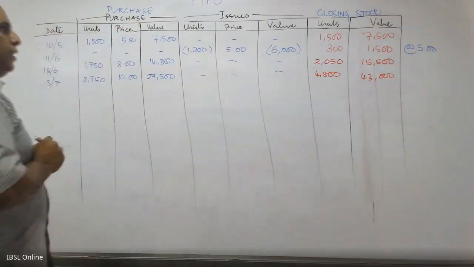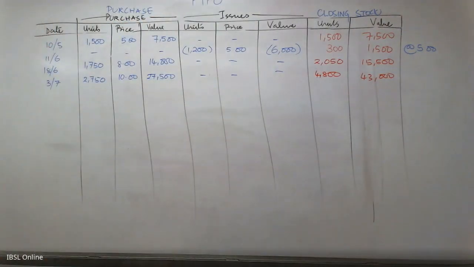Yeah, 42, 43. So currently I have 4,800 units at 43,000 rupees. Now comes an issue of 3,000 units on 20th July.